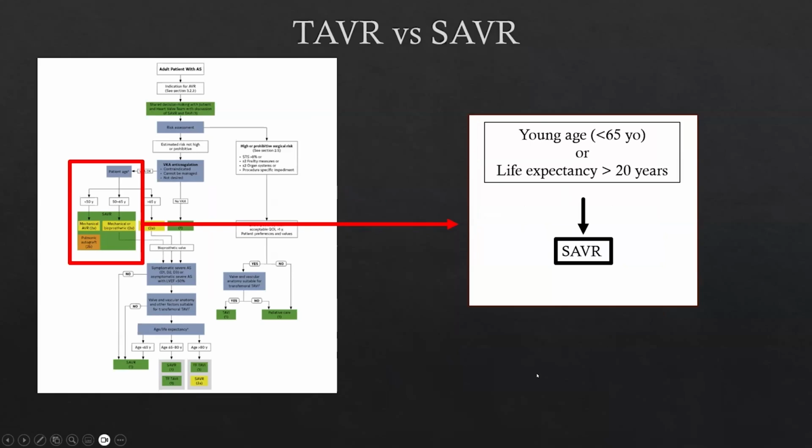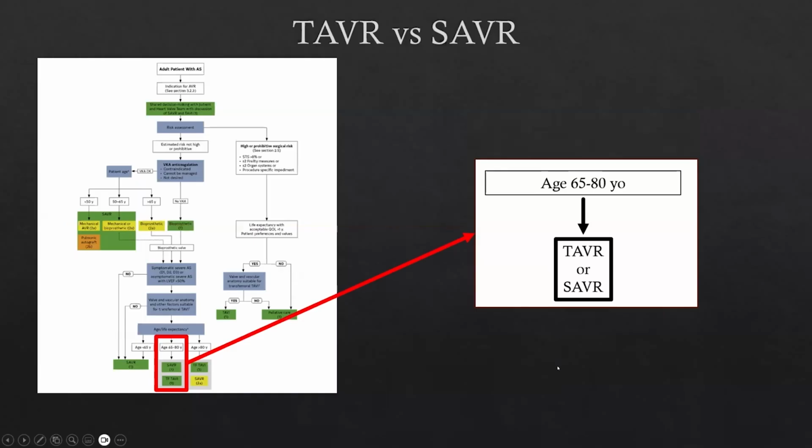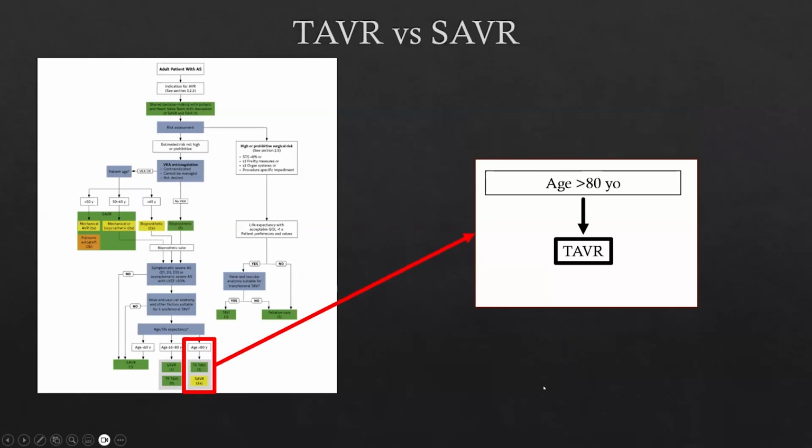People that are young age, less than 65, or life expectancy greater than 20 years should get a surgical aortic valve replacement. And this is primarily because TAVR hasn't been around for that long, a little over a decade now, and we don't know the longevity of these valves compared to a surgical aortic valve. People that are in the intermediate age bracket, 65 to 80, have an equal option of TAVR or SAVR, depending on patient's wishes and other clinical factors. People that are old, over 80 years old, should get a TAVR.